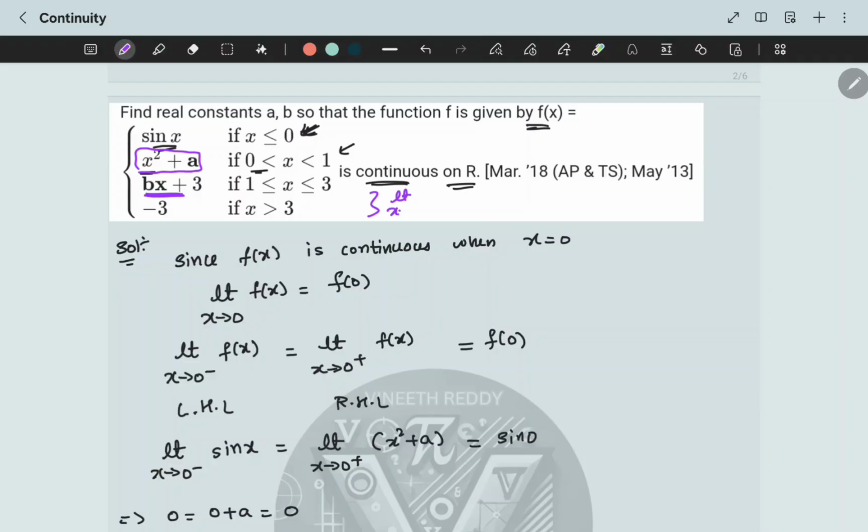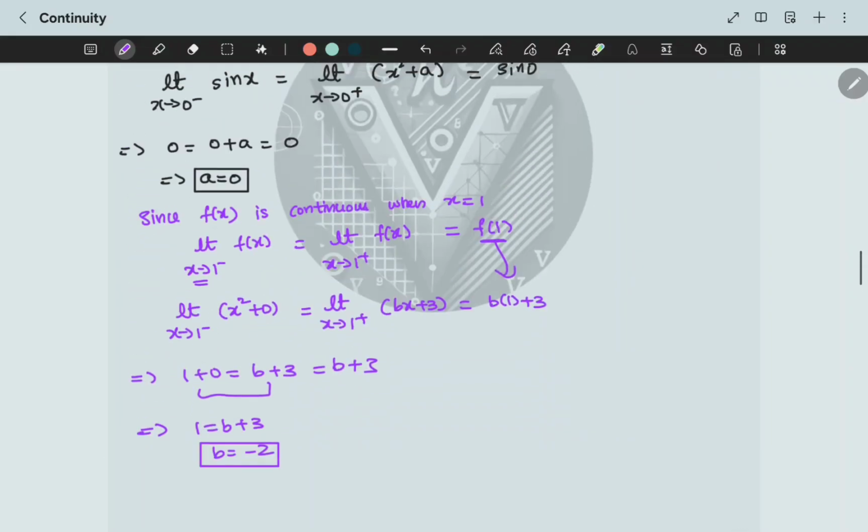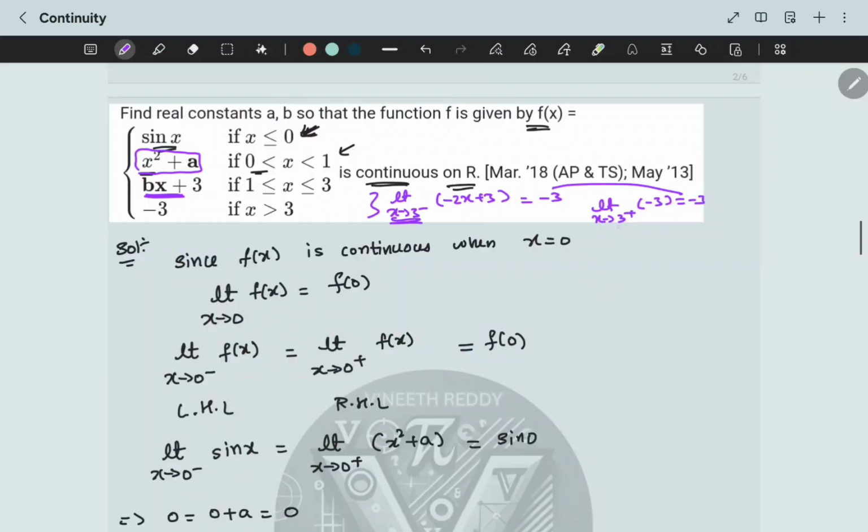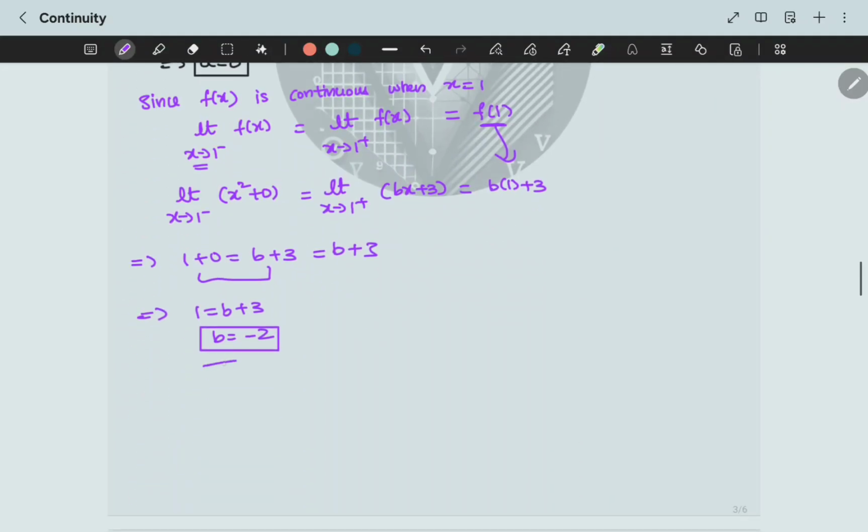So limit x approaches 3 minus f of x. f of x will be, b is anyways minus 2, right? So we'll write minus 2x plus 3. So what is this value? Minus 2 into 3 is minus 6, minus 6 plus 3 is minus 3. And limit x approaches 3 plus is anyways minus 3. So anyways the limit is equal. That means the value of b is correct. So you can just use this as a check, right? Anyways, this you need not write in the examination. The solution ends here only, okay?